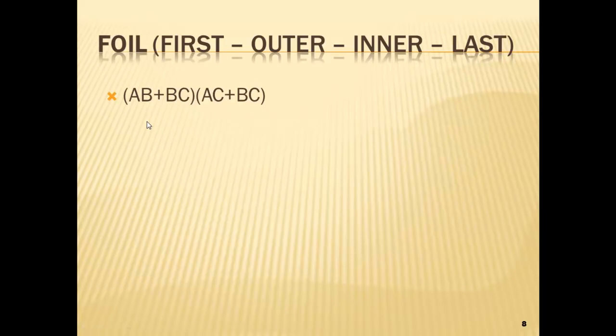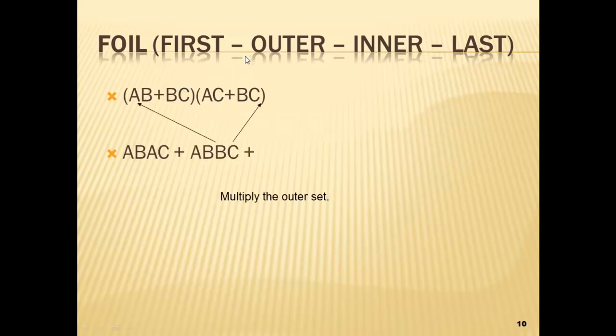So let's work through this. And you've got AB and AC. We're going to do these two first. So if you do those two first, you've got AB, AC, and I'm writing them down just like I would multiply them. And then we do a plus, and then we're going to do BC and AC, AB and BC, the outer ones. And we're going to do the inner ones, AC, BC, or BC, AC. And then we're going to do the last ones, BC, BC.